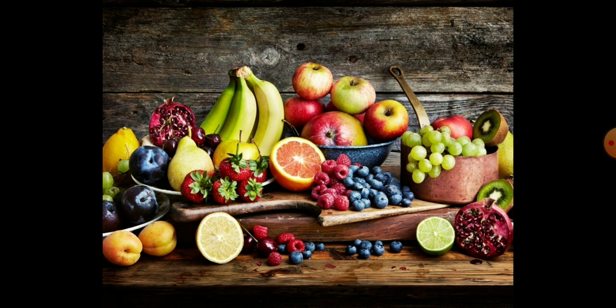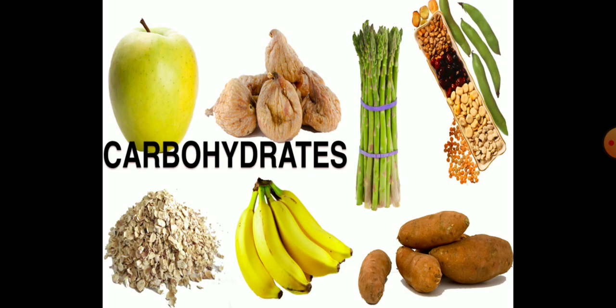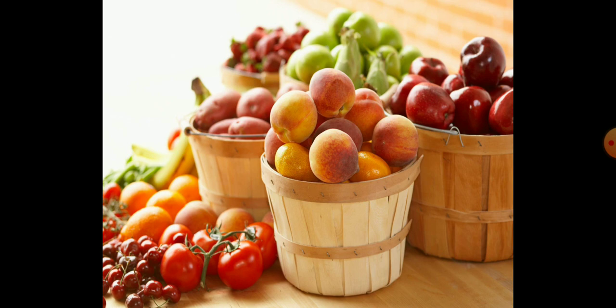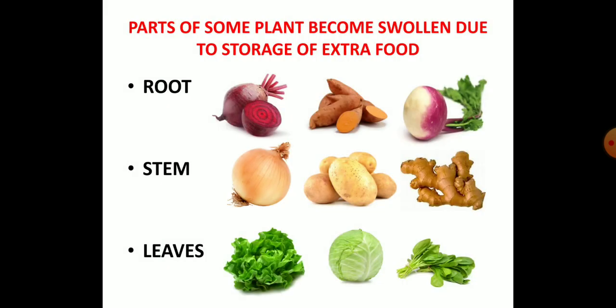This food is mostly carbohydrates or proteins and is stored in one of their plant parts. The main part where they store their food is fruits. Other than fruits, the plant uses root, stem and even leaves to store the excess food. That is why these parts of the plant become swollen.